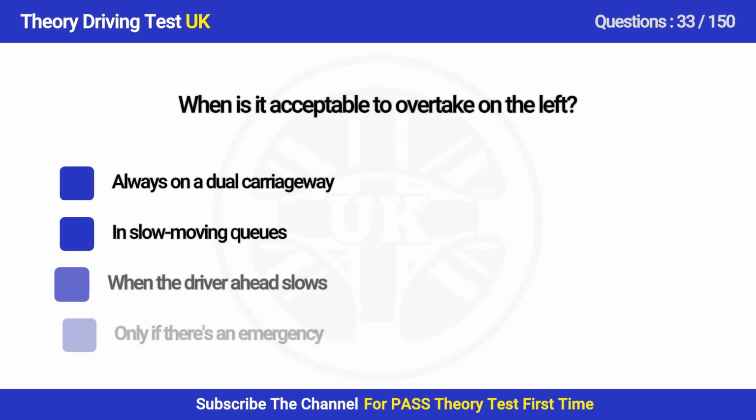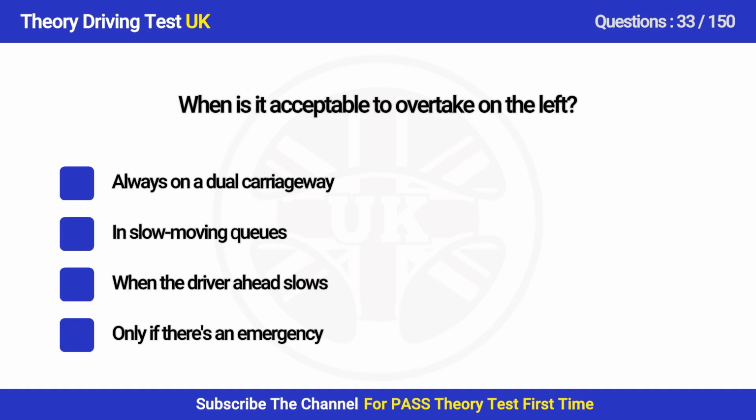Question 33. When is it acceptable to overtake on the left? A. Always on a dual carriageway. B. In slow-moving queues. C. When the driver ahead slows. D. Only if there's an emergency.